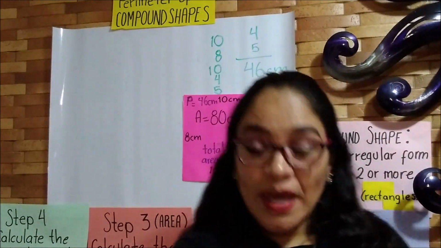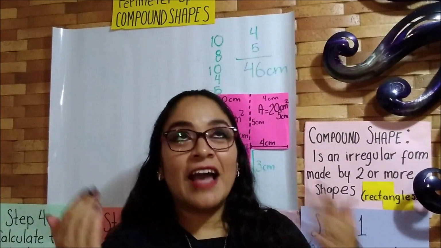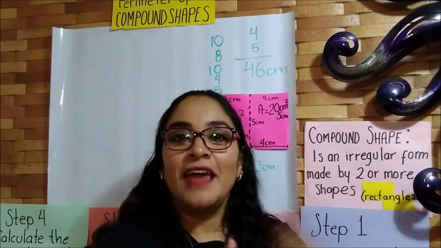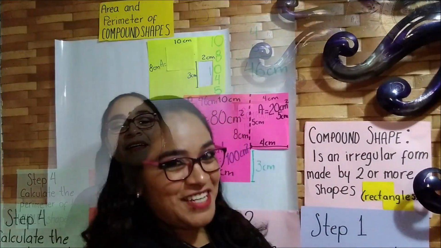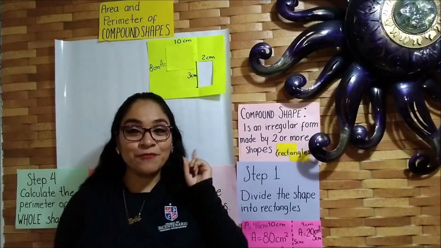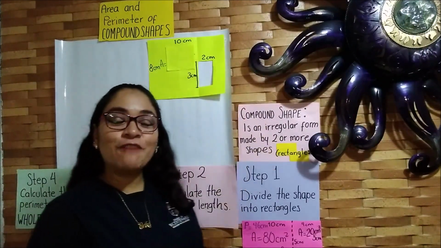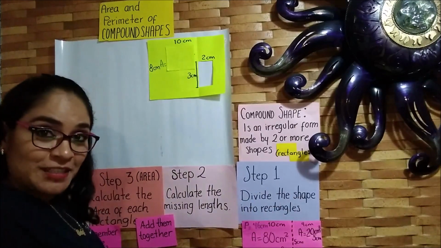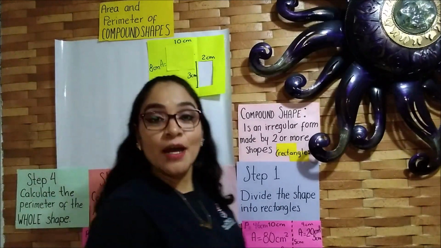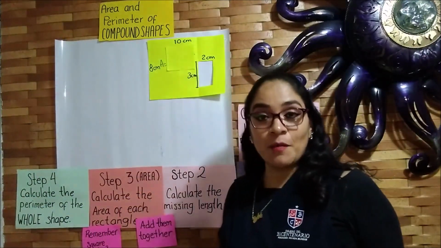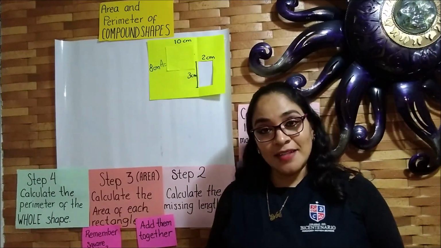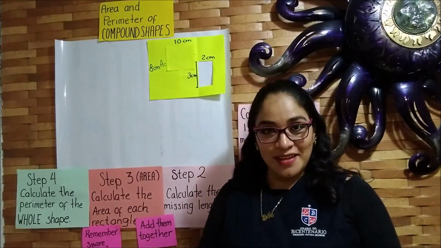And that's how we calculate the perimeter and the area of a compound shape. I hope you already have written the title, the definition of a compound shape, all the steps that you must follow to find the area and the perimeter of a compound shape, as well as the example that we just made.